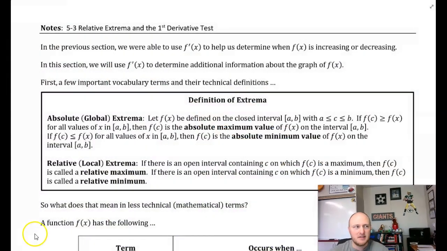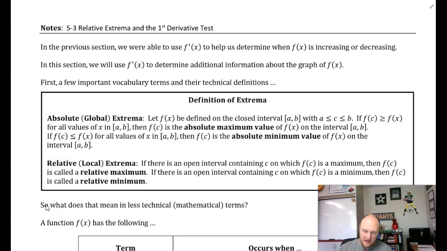We are going to talk about relative extrema as well as utilizing the first derivative test in calculus. All right, before we have talked about f prime of x to help us determine when f of x is increasing or decreasing. In this lesson, we're going to use f prime of x to help us determine additional information about the graph of f of x.